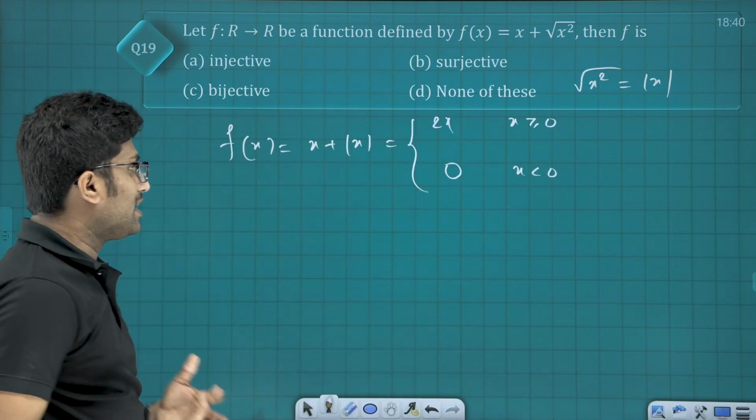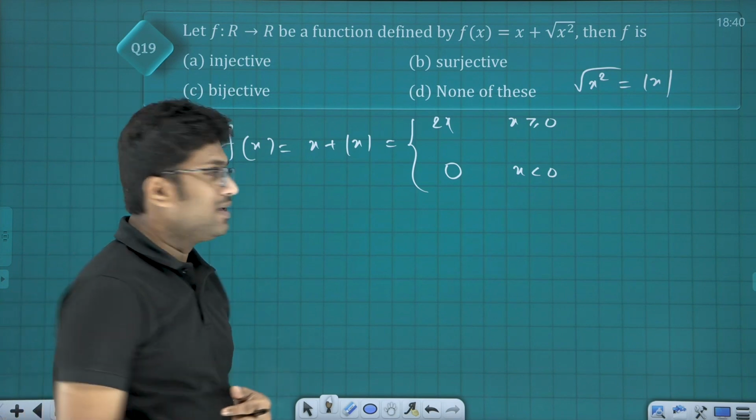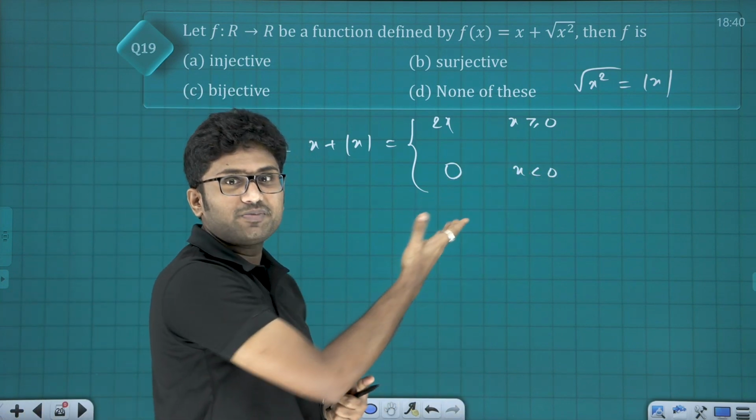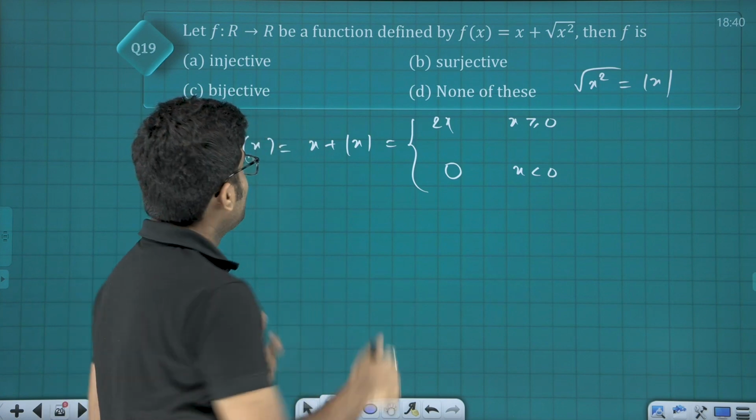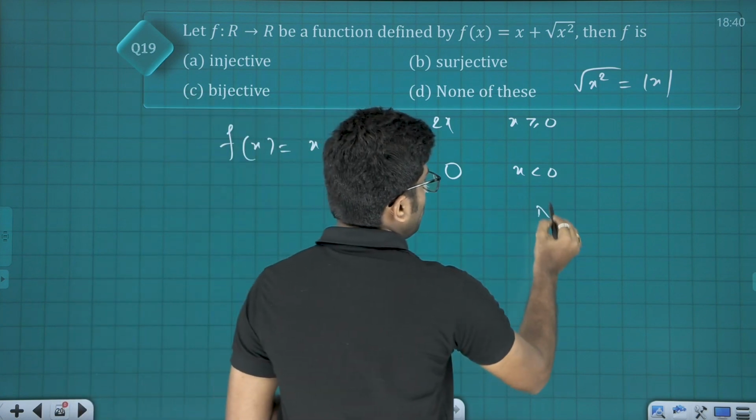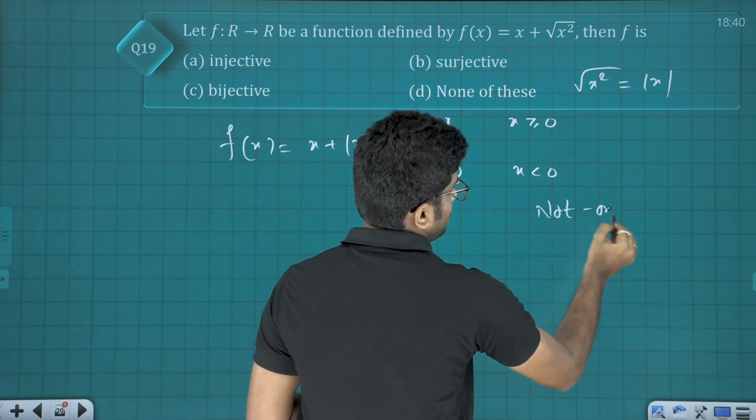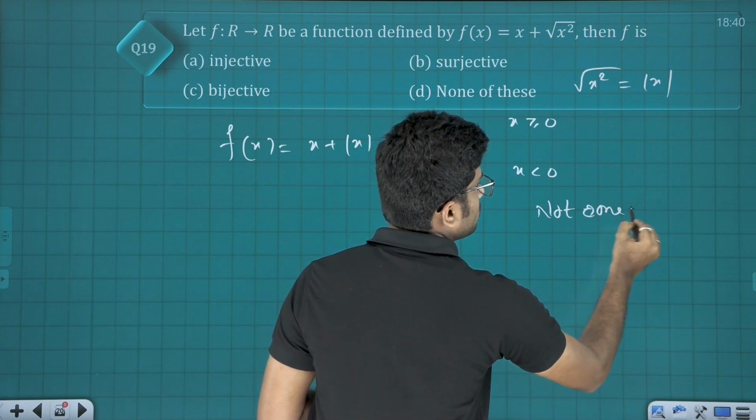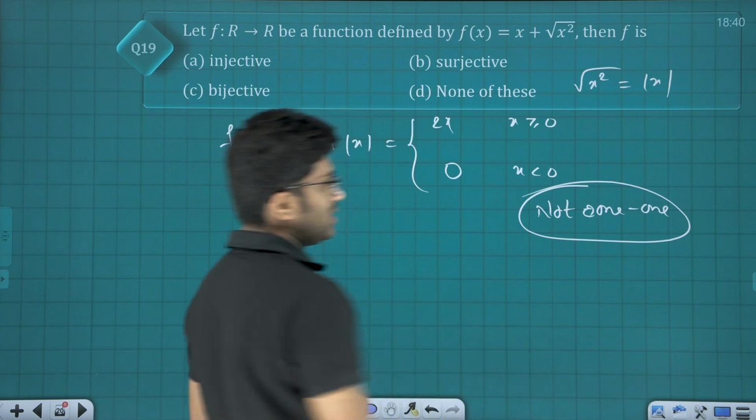So clearly it is not 1-1. You know why? Because for all negative real numbers, the image is 0. That means it is not 1-1. So directly I am saying it is not 1-1.